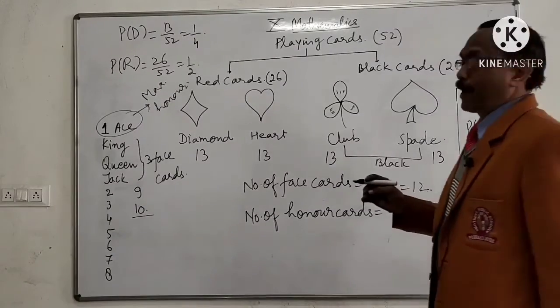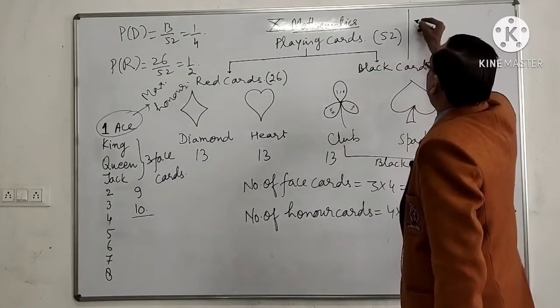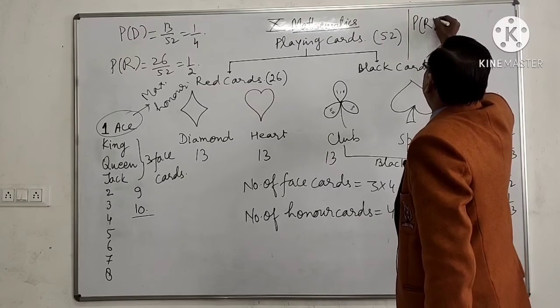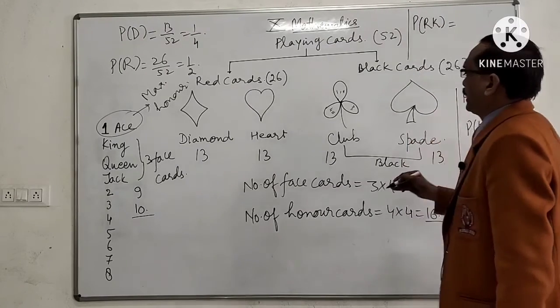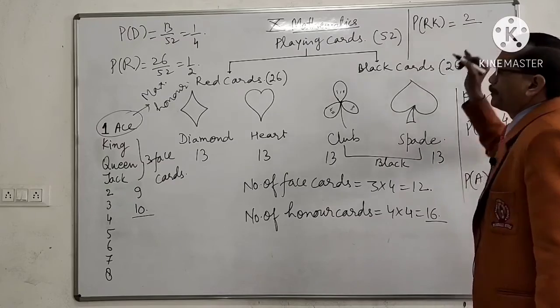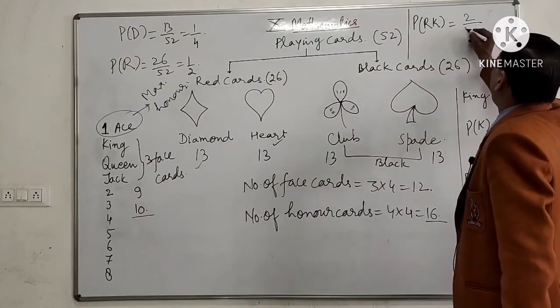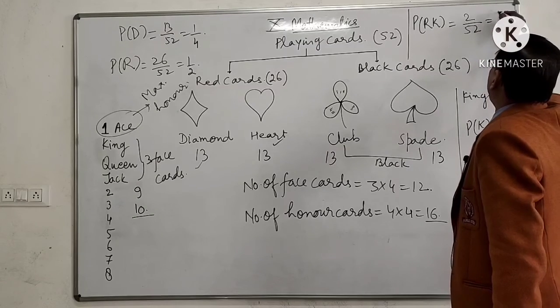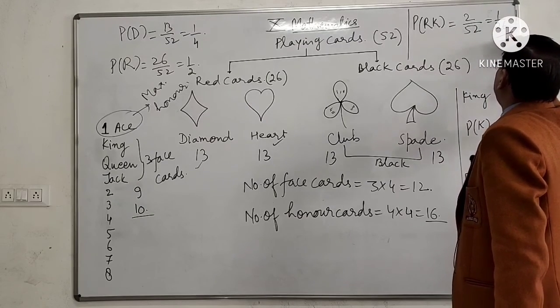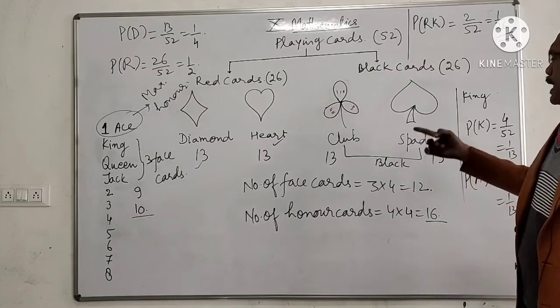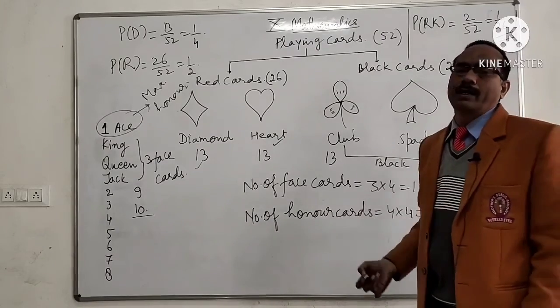Student, the probability of finding a red king. If we find the probability of a red king, there are 2 red kings, one from diamond, one from heart, so it is 2 upon 52, or it is 1 upon 26. Similarly, we can find the probability of other cases.